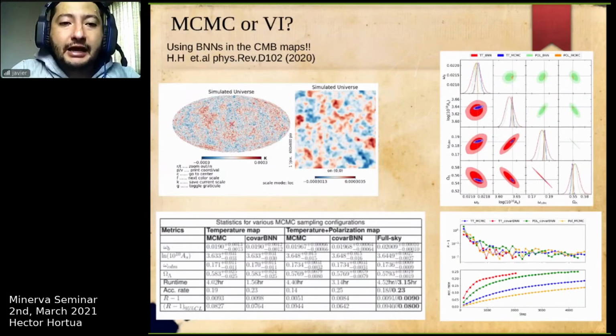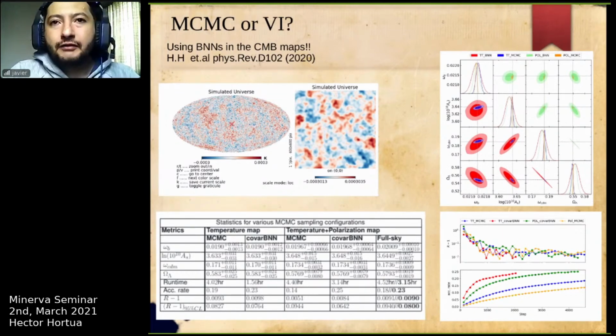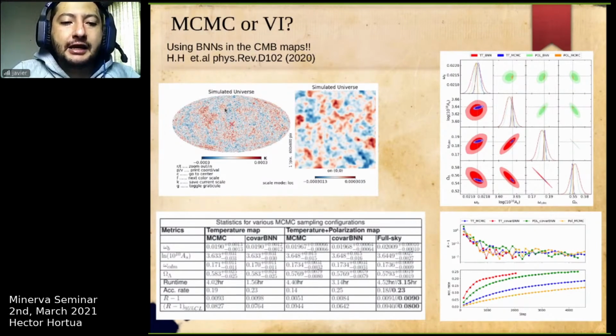Now, this is another example. Instead of using the 21 centimeter maps, we use the CMB maps. So we use the same methodology. We use, in this case, the CLASS code. With the CLASS code, we create the power spectrum for different sets of cosmological parameters, and then we use HEALPix to create these maps. And from these maps, we take the center patch of 20 by 20 degrees, and these are the maps that we include into the network.